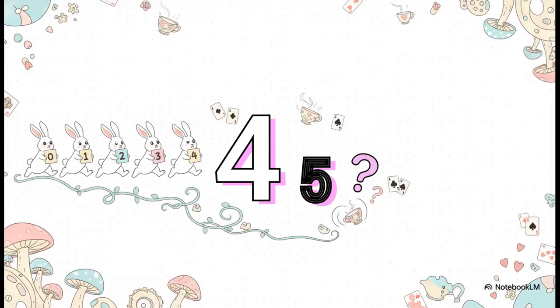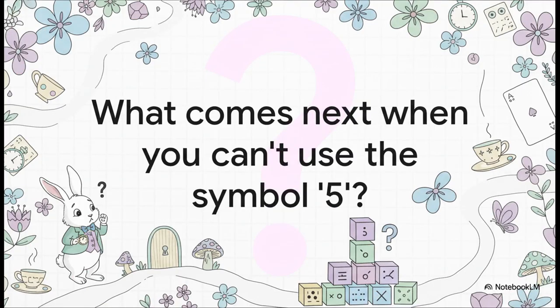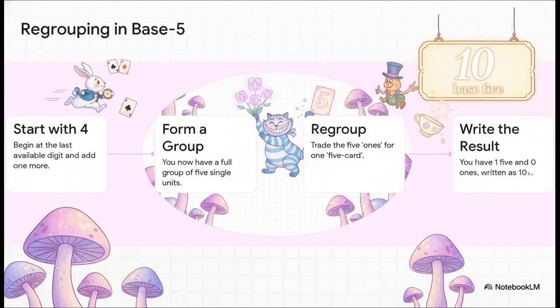So let's try counting, right? We start at 0, then 1, 2, 3, 4. So far, so good. Everything feels totally normal. But now we have a problem. We need to count the next number, the amount we call 5, but we just ran out of digits. So what do you do? I mean, how on earth do you write that next number when the most obvious symbol for it is completely illegal? Well, you do the exact same thing we do in our base 10 system when we hit 9 and run out of digits.